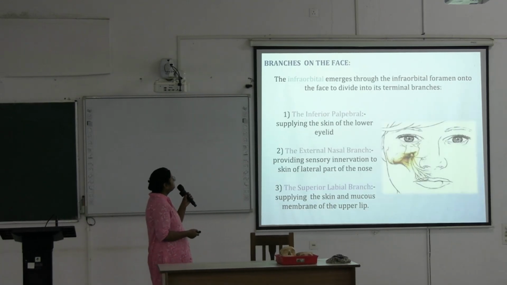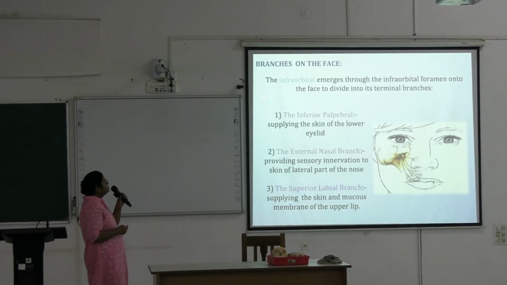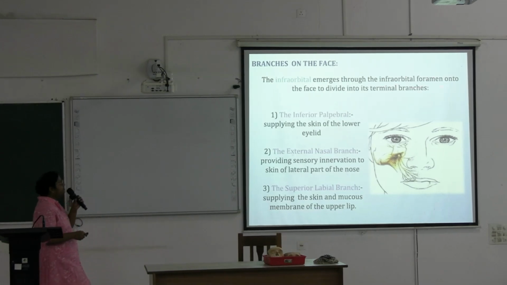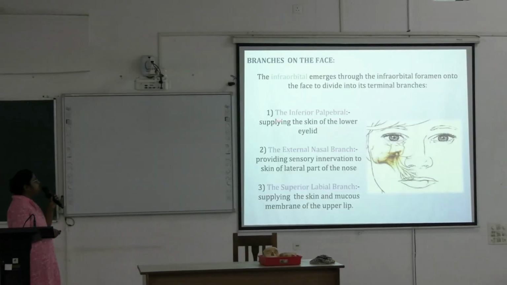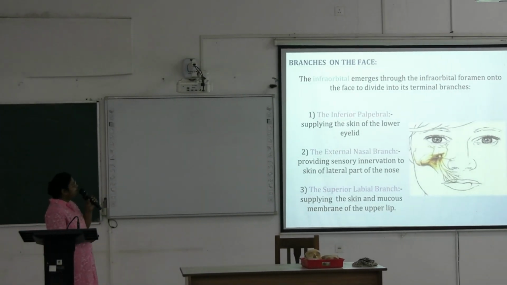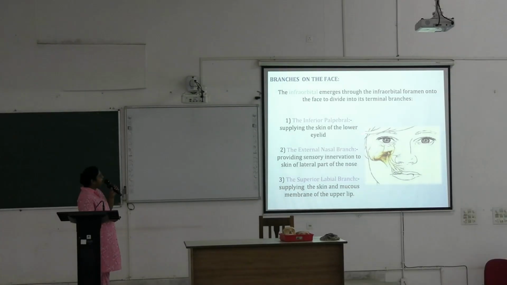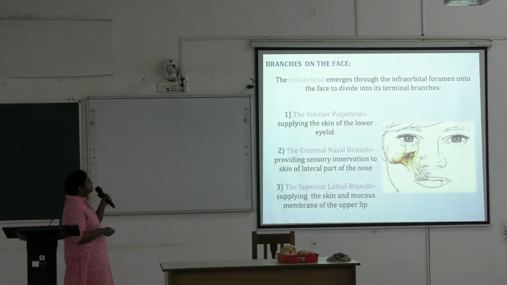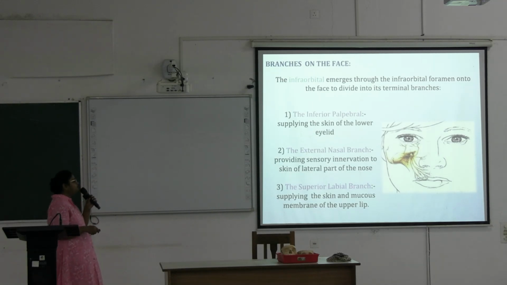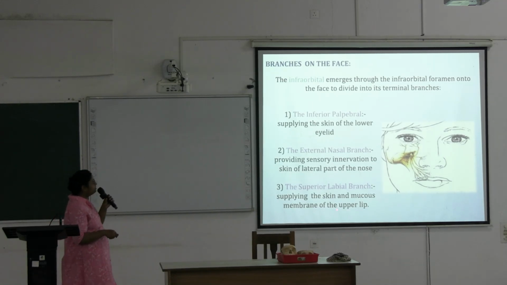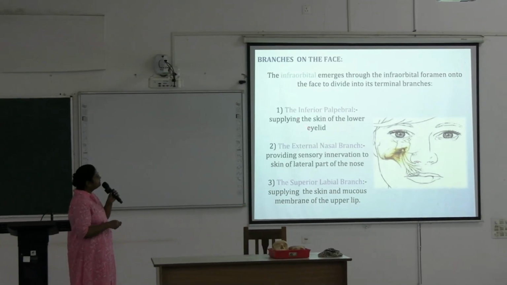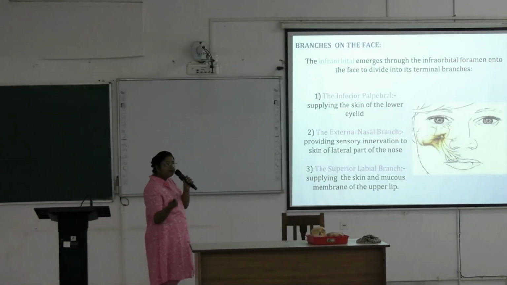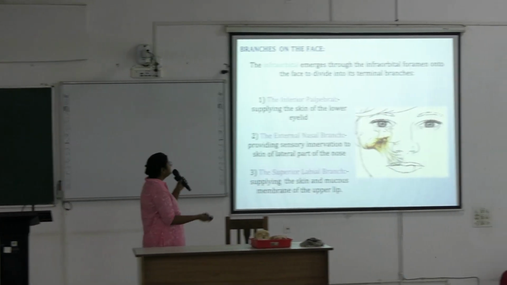Next, infraorbital emerges through the infraorbital foramen and divides into these three branches. Inferior palpebral, supplying the skin of the lower eyelid. External nasal, providing sensory innervation to skin of lateral part of nose. Superior labial, supplying skin and mucous membrane of the upper lip here. Three branches of infraorbital after coming out from the foramen.